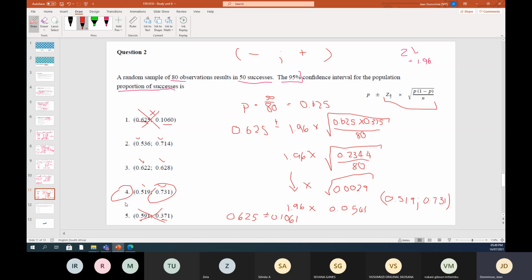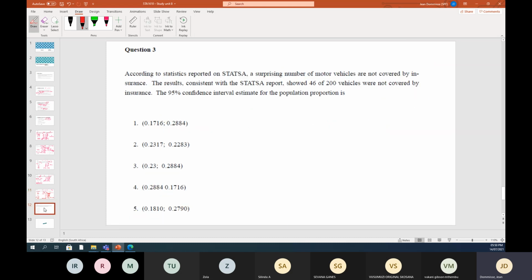So with this one again, just remember when we're working out population proportion, it is always a Z. Okay, so the only time that we're not using a Z is when we're looking at population mean, where the population standard deviation is unknown. Okay, so let's look at the last one.